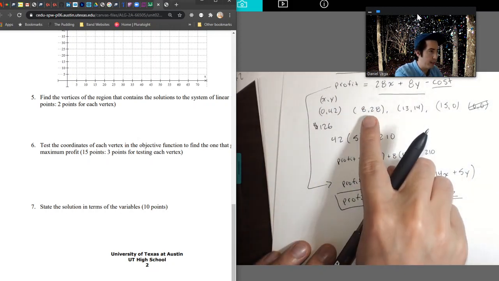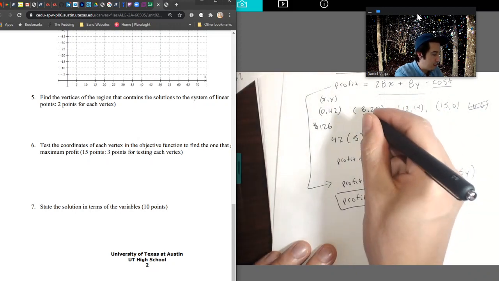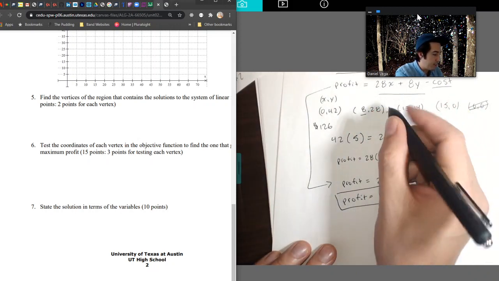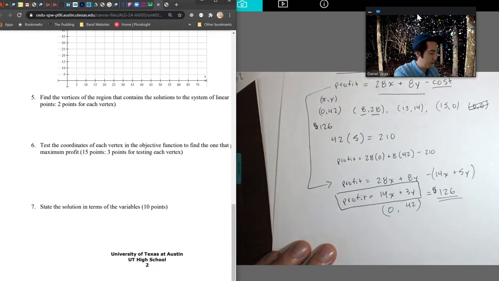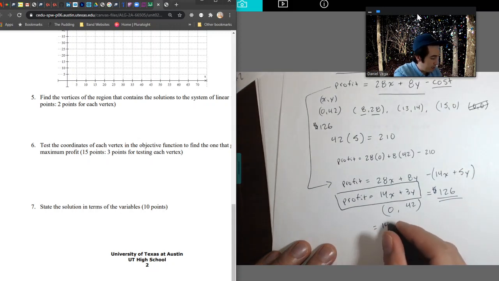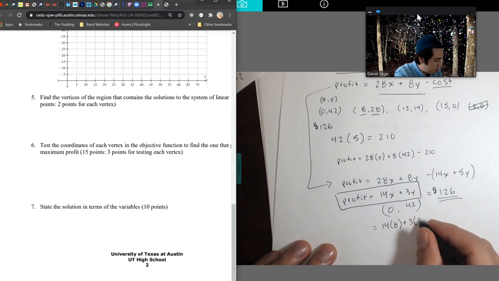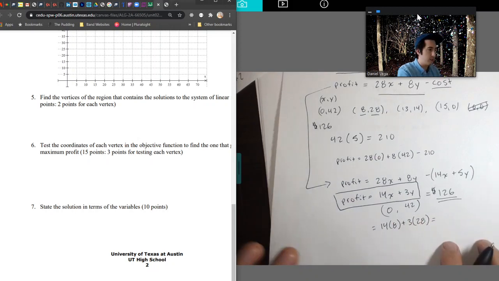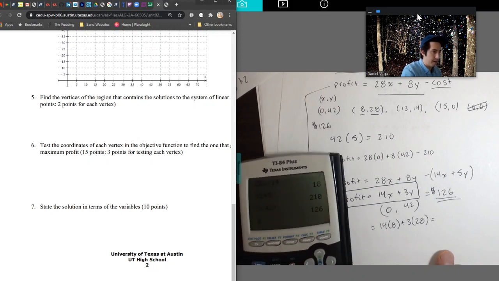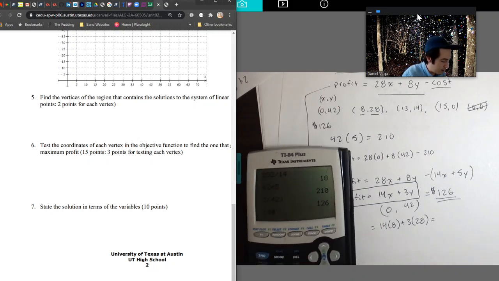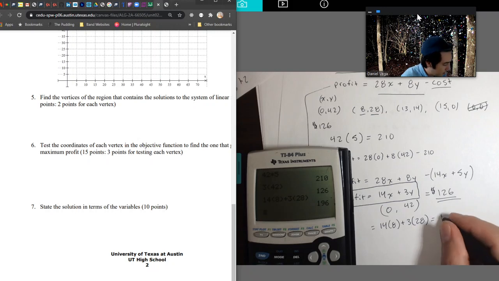Okay, let's try this other one, 828. So 8 giant potted plants, 28 basket plants. So it's going to be 14 times 8 plus 3 times 28. Let's see what that profit would be. I'm just from here on out going to use my calculator. 14 times 8 plus 3 times 28. Right? Because you've got, there you go. So 196.